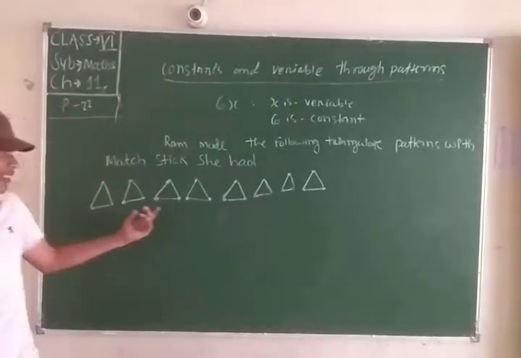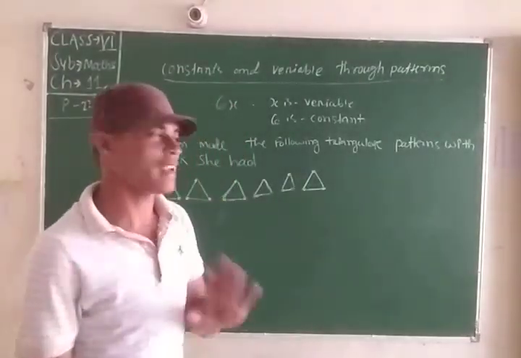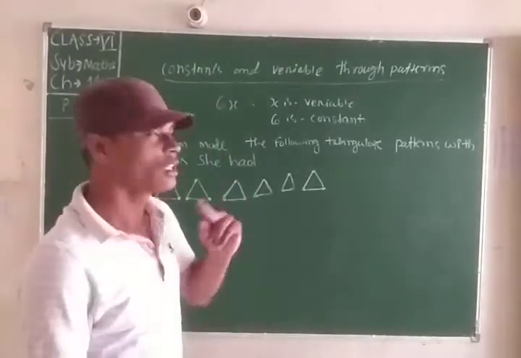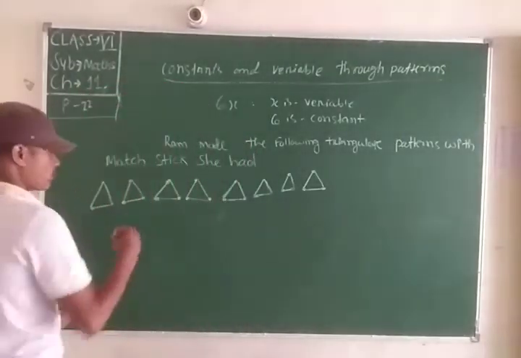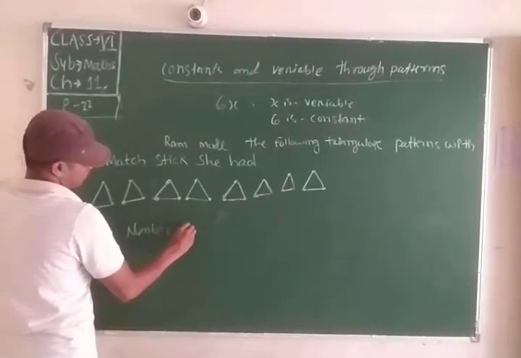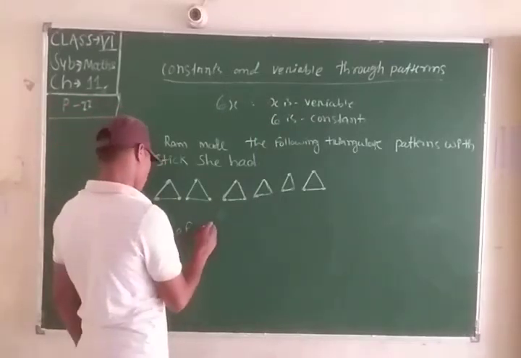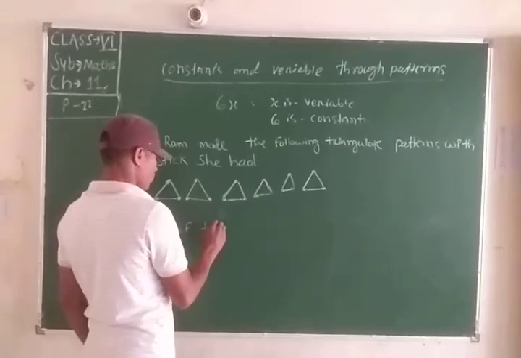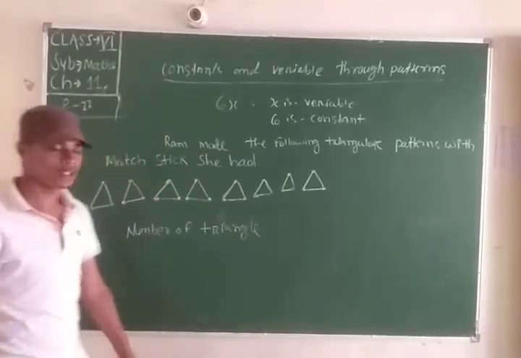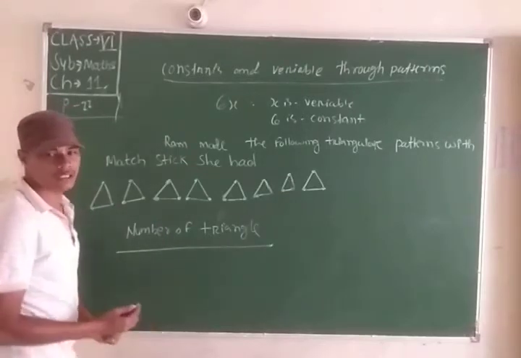Then how many match sticks are used for these triangles? We can make a table and find the sides of a triangle. You know that in a triangle there are 3 sides. That means each triangle needs 3 match sticks. So now see, we make a table for this. Here, number of triangles. Now the second line is the number of match sticks used.